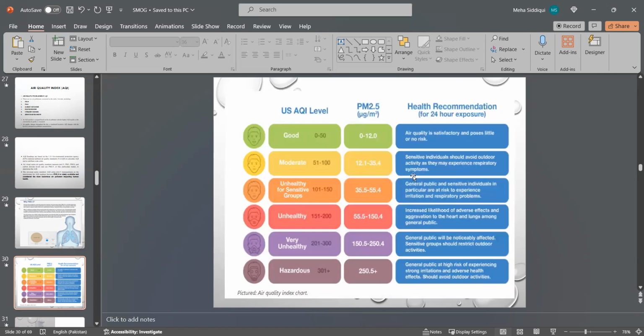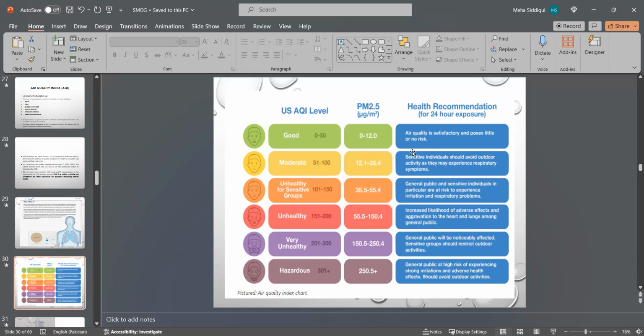Now, these are the different color codings according to US AQI levels for particulate matter 2.5, and these are the health recommendations for 24-hour exposure. So we can see that air quality is good if the air quality index is 0 to 50, then 51 to 100 is moderate, 101 to 150 is unhealthy for sensitive groups, and 151 to 200 is unhealthy. Very unhealthy is 201 to 300, and hazardous is 300 plus. And unfortunately, Pakistan is lying at this level.